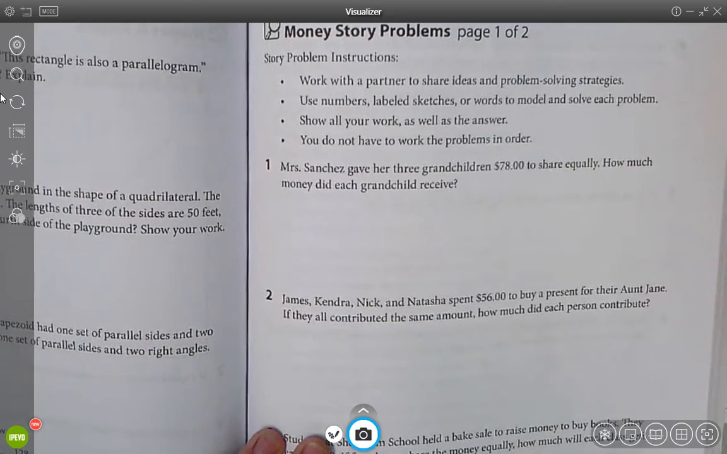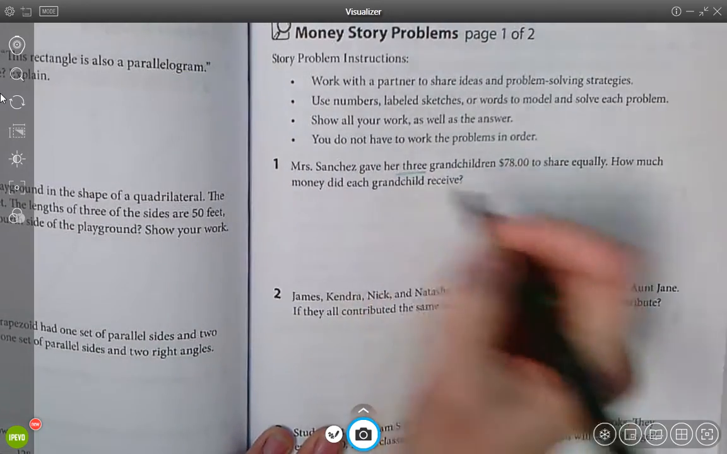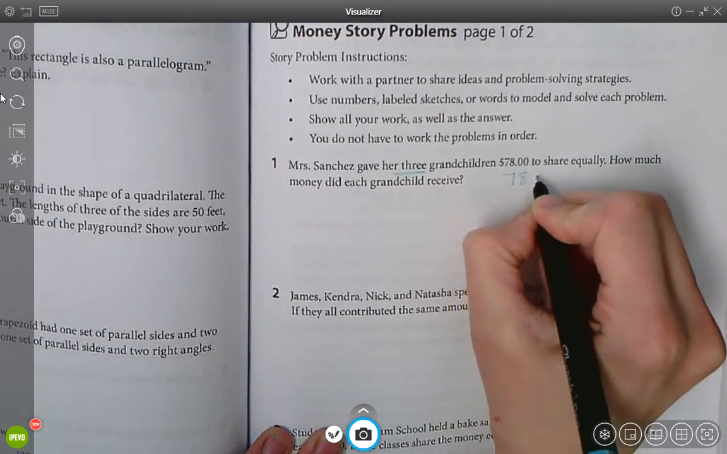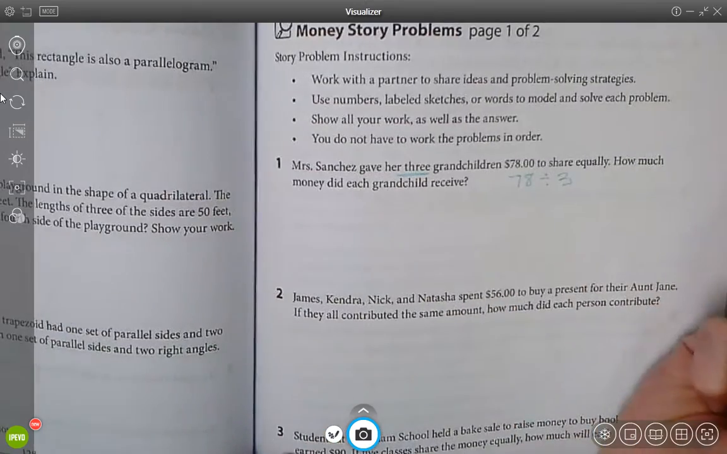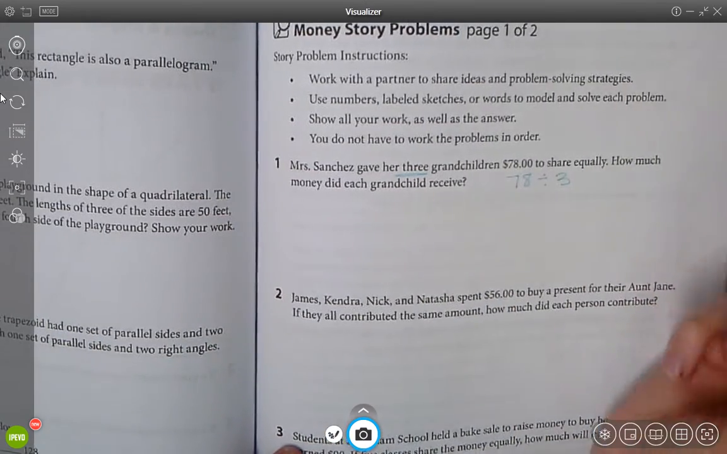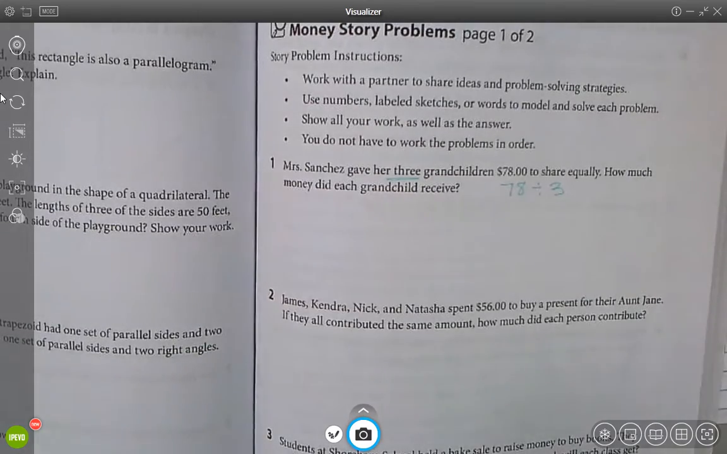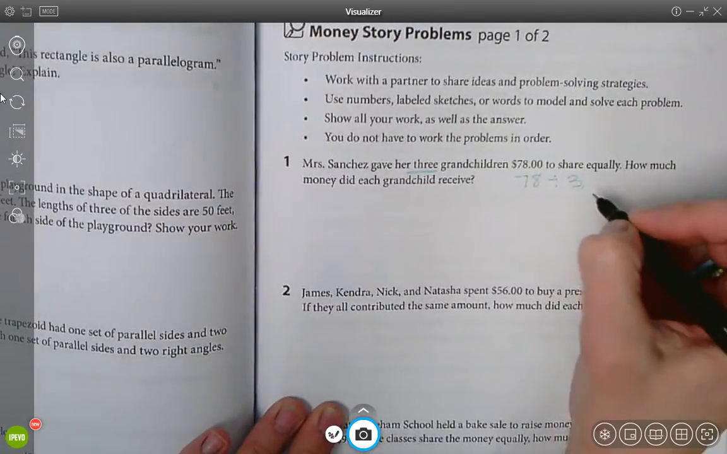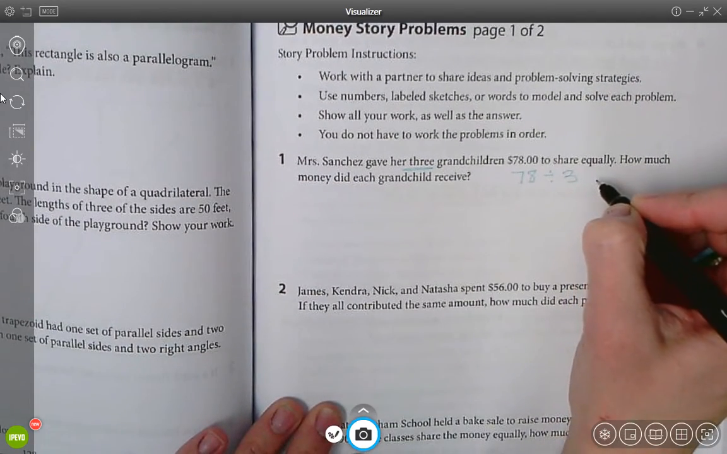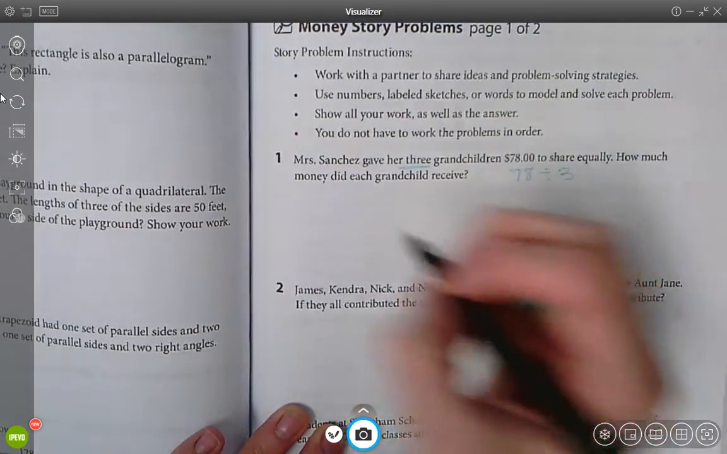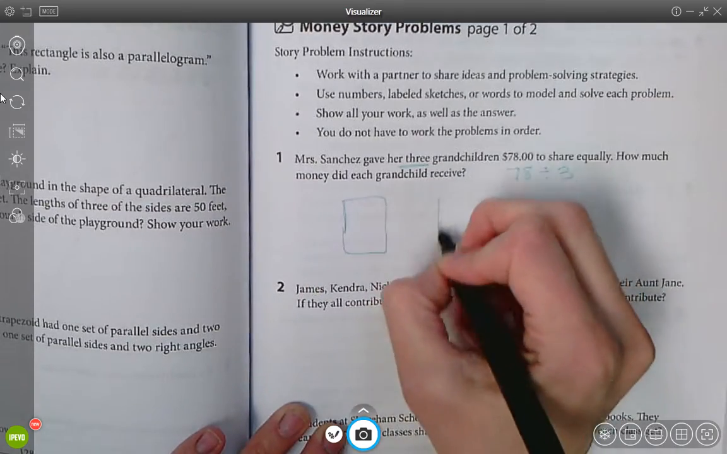So Miss Sanchez gave her 3 grandchildren, so we know that's a piece of information, $78 to share equally. So my equation is going to be 78 divided by 3. Okay? So again, I could do the same thing that I just did. I knew that I could share it out in chunks and do 20, 40, 60. I could do it that way. But I also know that 3 times 25 is going to give me 75. So I'm going to make groups here.